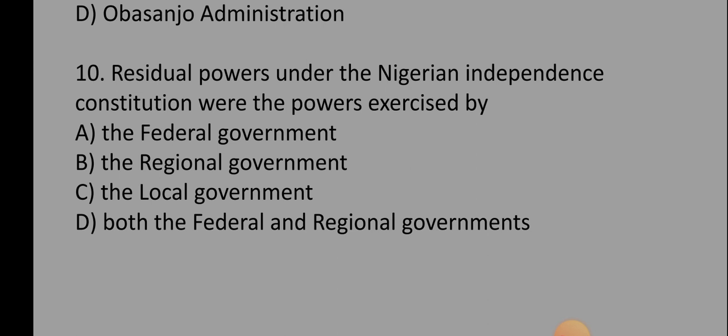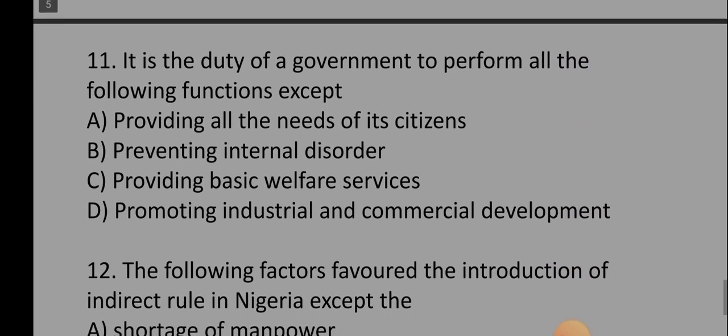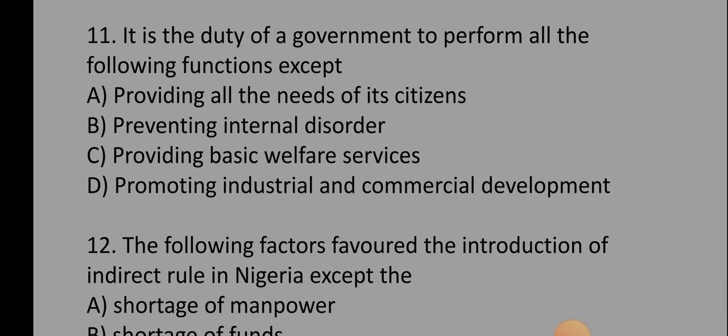All right. So let's dive to number 11, which says, it is the duty of a government to perform all the following functions except A. Providing all the needs of its citizens, B. Preventing internal disorder, C. Providing basic welfare services, D. Promoting industrial and commercial development. I guess the correct option there is option A.